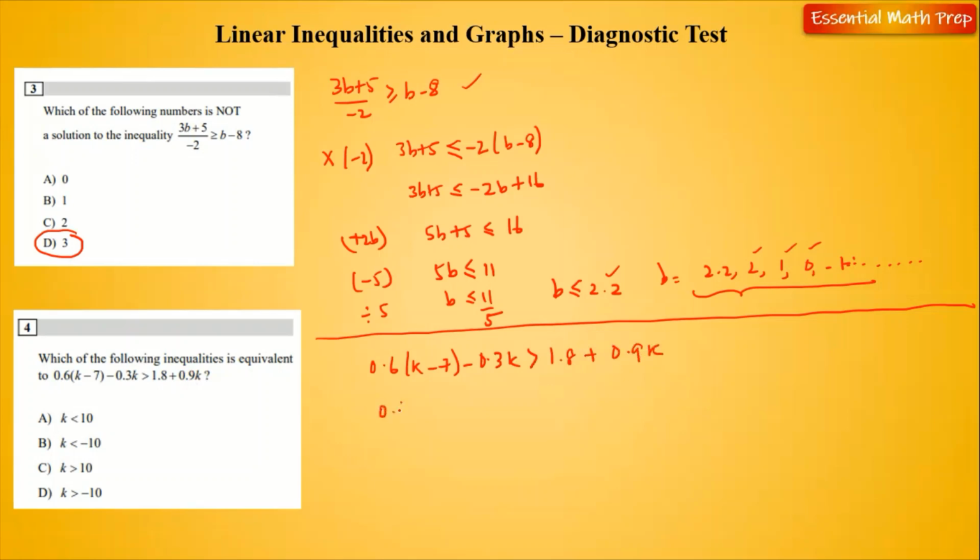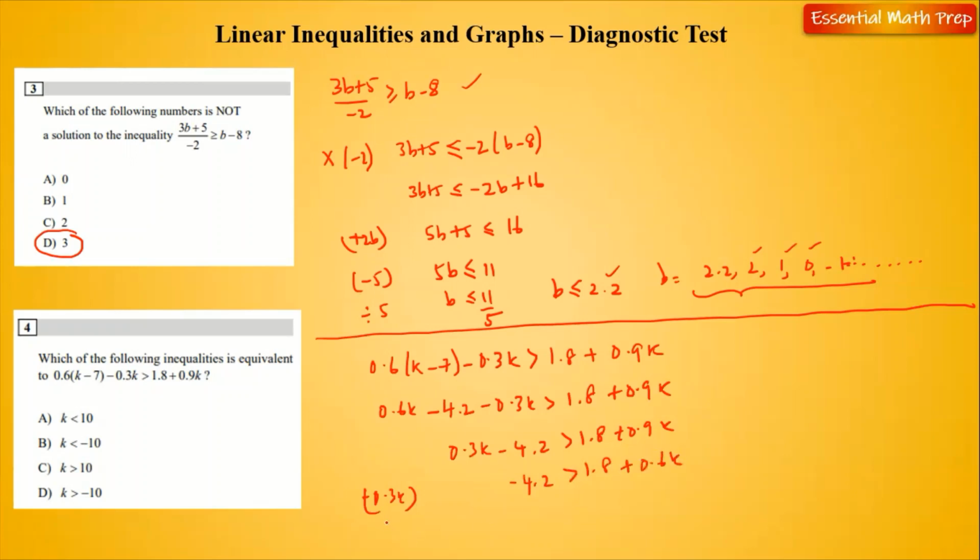So here we have 0.6k. 7 times 6 is, what is it, 42, right? So it's 4.2 minus 0.3k greater than 1.8 plus 0.9k. So you can first subtract, and it's 0.3k minus 4.2 greater than 1.8 plus 0.9k. So you can do 2 things. You can subtract 0.3k on both sides, right? So that'll give you what, -4.2 greater than 1.8 plus 0.6k, right?